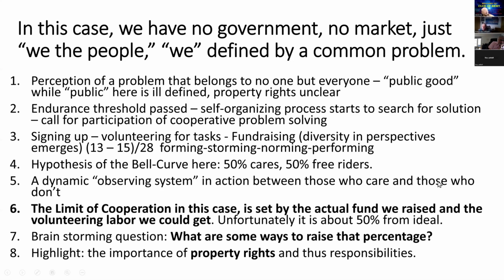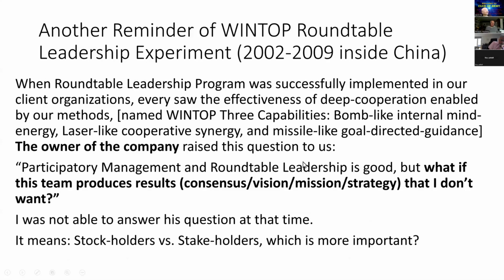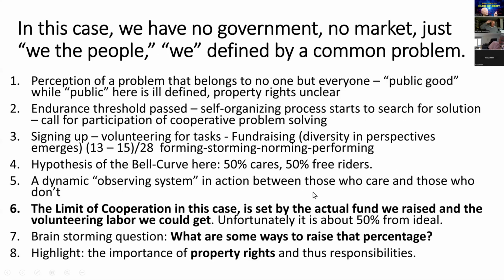And of course, one key is that the property rights of this road are not clear. How can we establish a framework of responsibility for the broken road? Okay, so I will stop there. That is my major question. I would like to hear your advice.